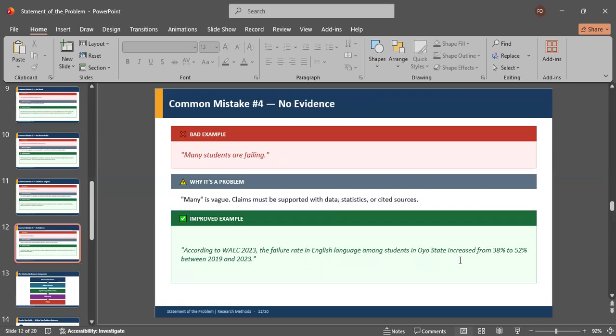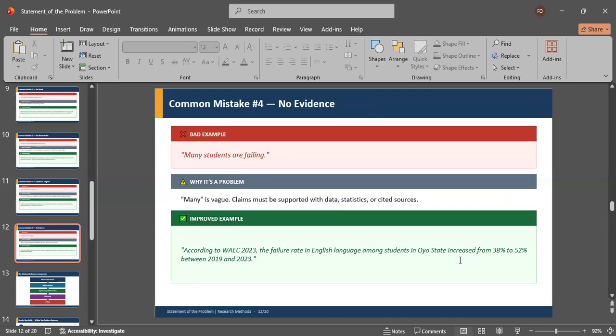Now let's go to example 4. Like I said, no evidence. "Many students are failing." That is vague. That is too broad, because how many is many? How can you tell us that there are many? What if it's just 2% out of 100%? That's not many. But since you're saying many, we don't know, maybe it's actually many, or you're lying, or you're giving us a number.